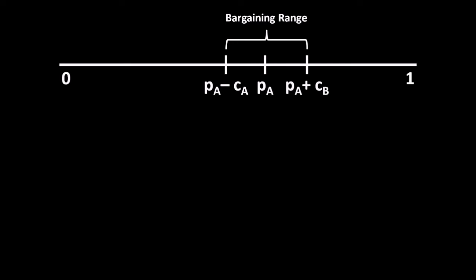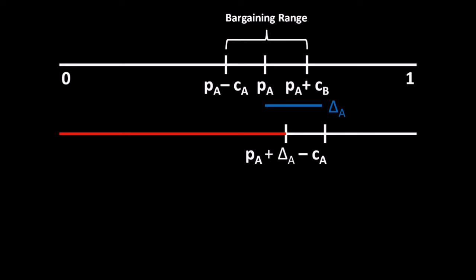Now we need to add some additional variables here. Specifically, we need to add each side's first strike advantage. So first, let's look at A's first strike advantage. The value of A's first strike advantage I'm making here is sized delta A, and it's going to be the length of this blue line. So we're adding this amount to A's probability of victory. If you take this and add that to it, that shifts the probability of victory if A is preempting over to here. And after you subtract for the costs of fighting, then we get to here.